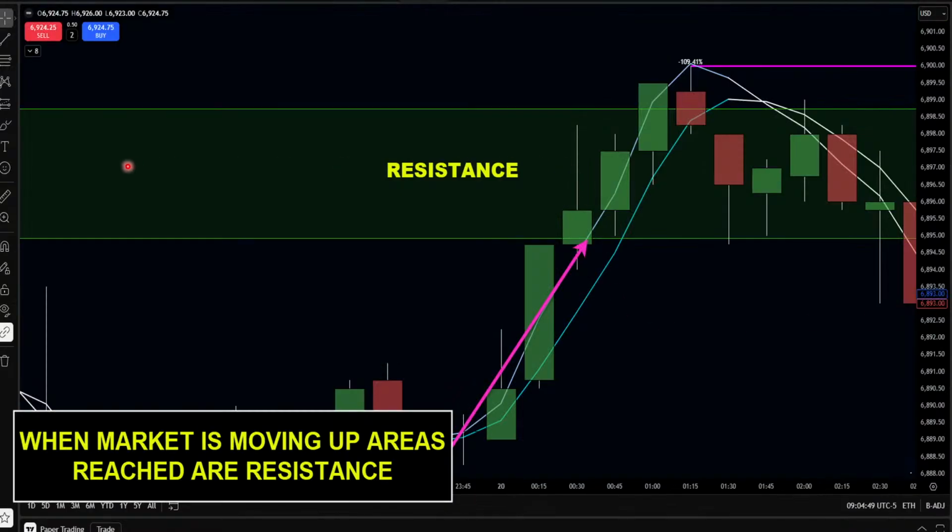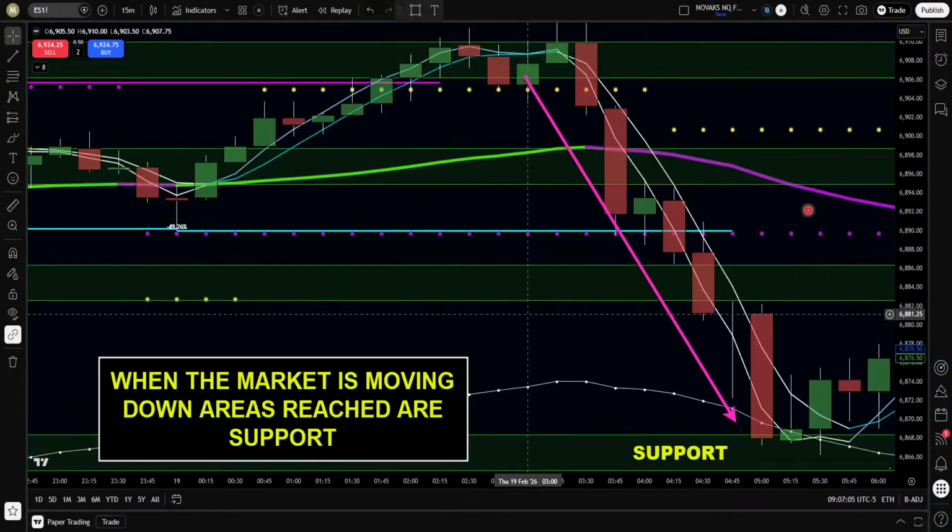And now we're going to talk about support and resistance. When a market is moving up, areas reached are resistance. Short trades come from an area of resistance. Selling the market happens at areas of resistance. When the market is coming down, areas reached are support. Long trades originate at areas of support. When you buy the market, you buy because of a close above the small triggers at the area of support. It's important that you understand that.